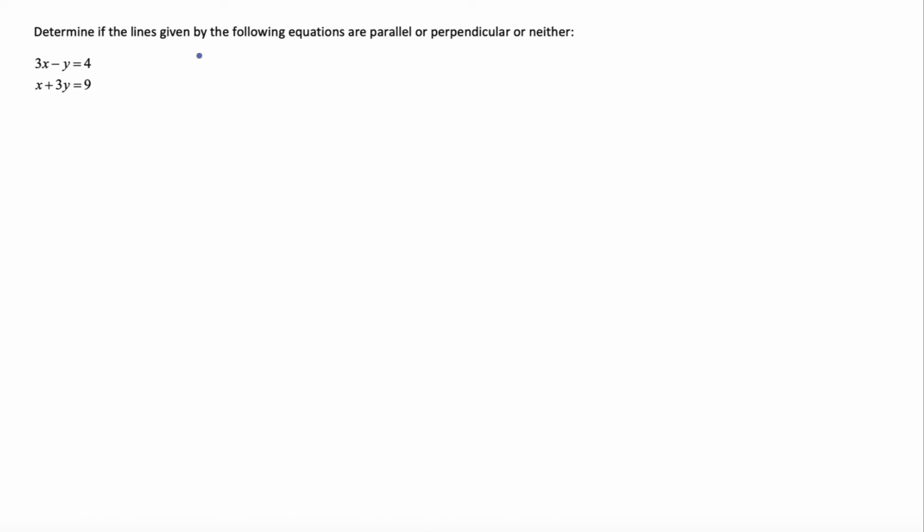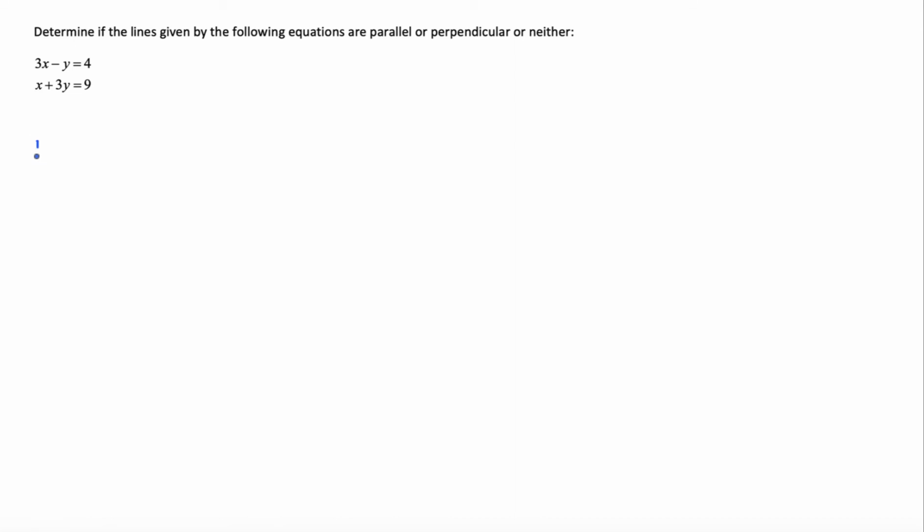Determine if the lines given by the following equations are parallel or perpendicular or neither. Right, so there's a couple ways we can do this. You can try to graph these, but that will take a little bit of time. The main thing to remember though is how do we know if lines are parallel or perpendicular or not?